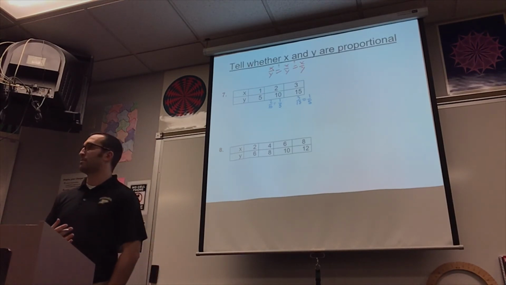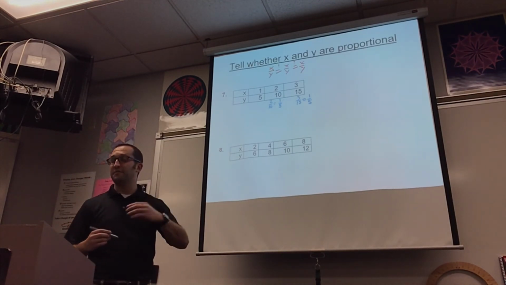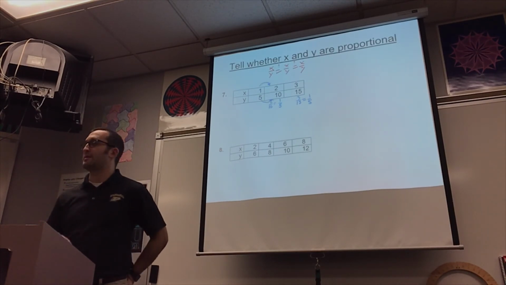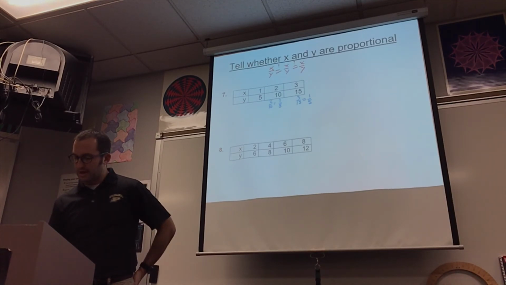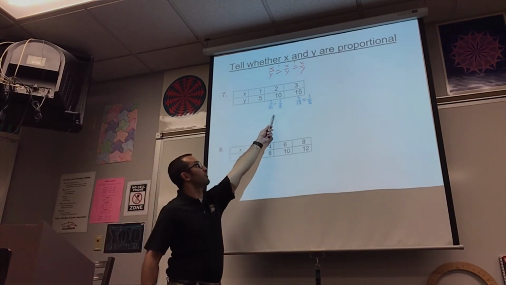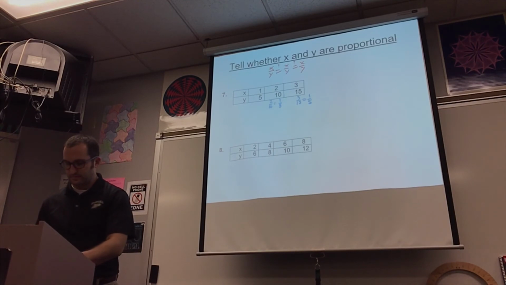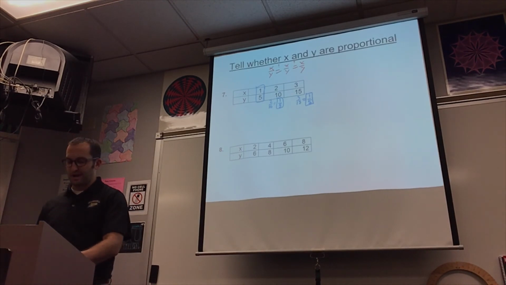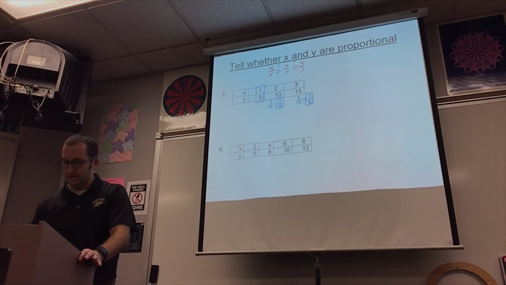Another way to look to see if they're proportional is to see if this relationship is the same for everything. Okay, but I think that it's easier and better to look at this over and over again. Because they all equal 1/5, that means that they are in fact proportional. X and y are proportional.